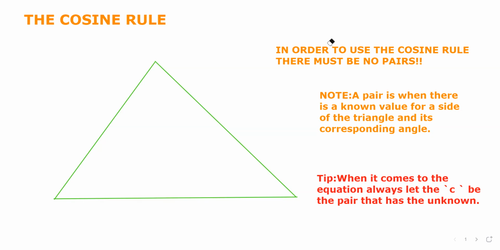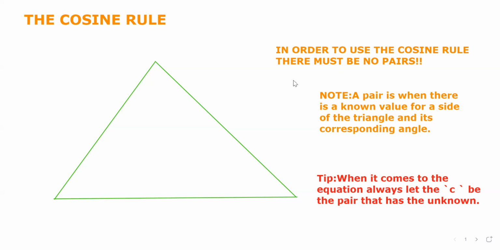So firstly, in order to use the cosine rule, there must be no pairs. Don't take this with 100% certainty, because there can be cases where you could use the cosine rule and there is a pair. But normally, if there is a pair, use the sine rule, because the cosine rule is longer and more arithmetic heavy. If there is a pair and you want to use the cosine rule, you could go ahead, but it would just be longer. As a rule of thumb, once there is a pair, use the sine rule. If there are no pairs, use the cosine rule. That's just how it goes.